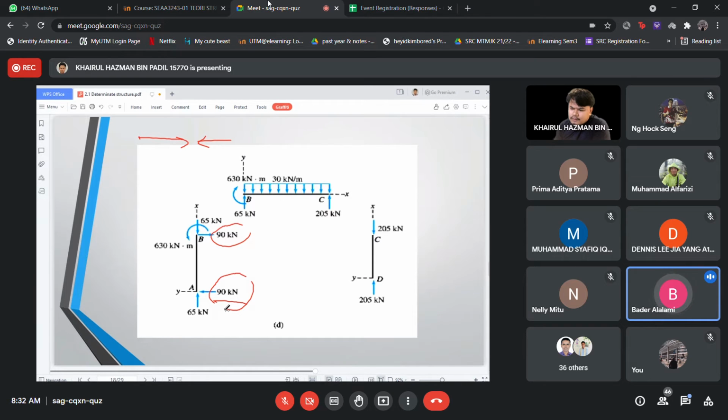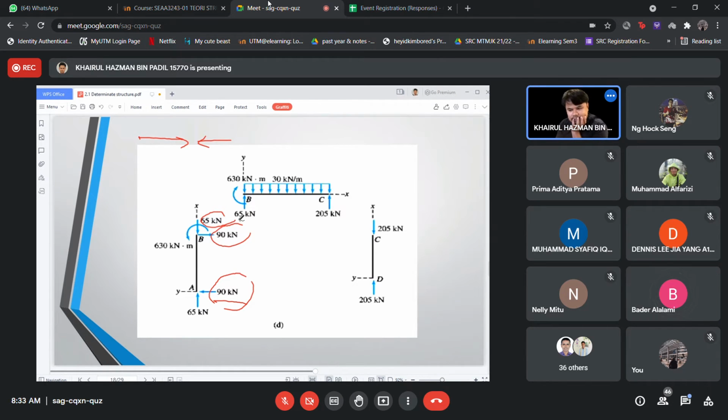Do you know what I mean? We have another 65 kilonewton, right? Yes, here, in the y direction, and then we also added it to the upper member. You can see at B. Can you see 630 kilonewtons just below it a little bit? That's 65 kilonewtons, right?